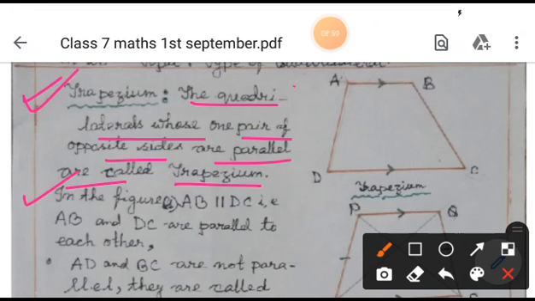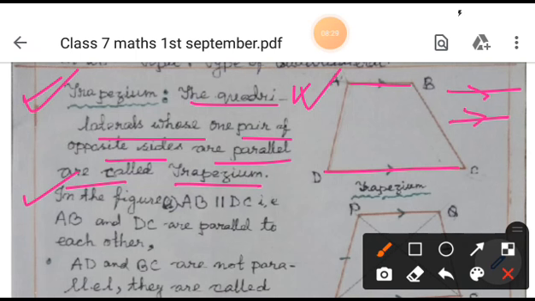So in the figure, you can see that AB is parallel to DC. This side AB is parallel to side DC. Now here I hope you know the meaning of parallel sides. Parallel sides means any two sides, any two line segments or any two lines which are parallel to each other. That means they will always maintain an equal and constant distance from each other. They will never meet or intersect each other at any point.